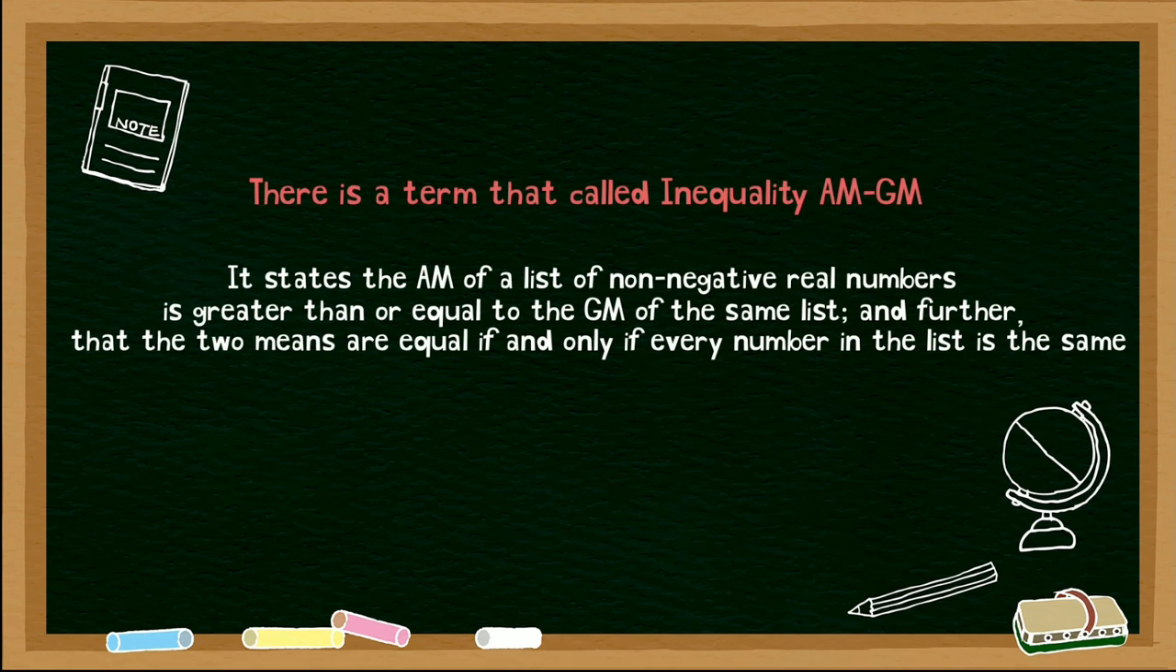There is a term called the inequality of arithmetic mean and geometric mean, or we can say the AM-GM inequality. It states that the arithmetic mean of a list of non-negative real numbers is greater than or equal to the geometric mean of the same list, and further, the two means are equal if and only if every number in the list is the same.